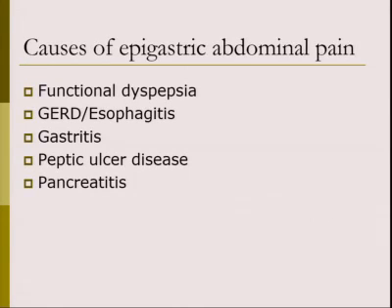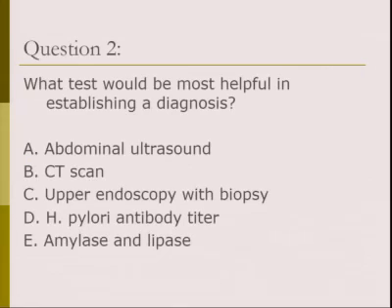So the causes of epigastric abdominal pain in children include functional dyspepsia, the spectrum of GERD and esophagitis, gastritis, peptic ulcer disease, and pancreatitis. So with this question, what test would be most helpful in this particular case in establishing this diagnosis? A, an abdominal ultrasound; B, a CT scan; C, an upper endoscopy with biopsies; D, H. pylori antibody titer; or E, amylase and lipase.